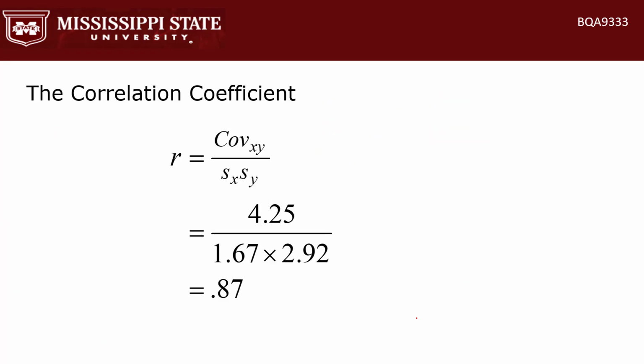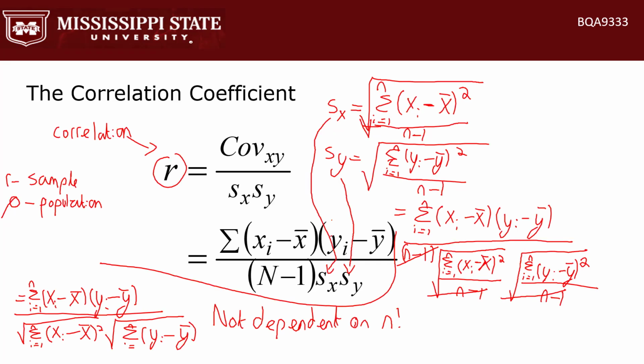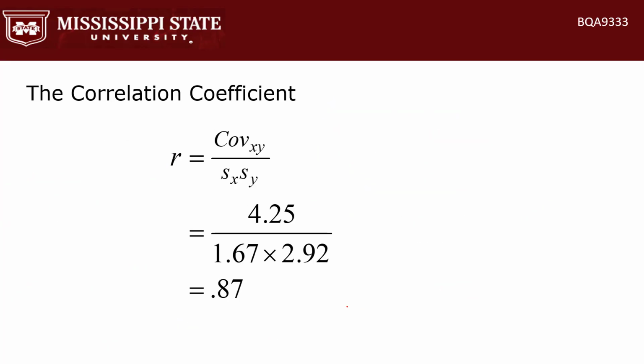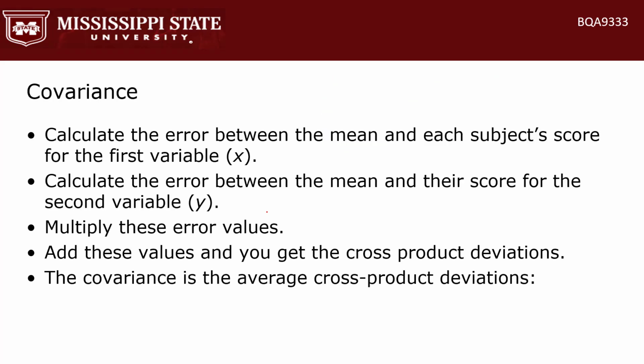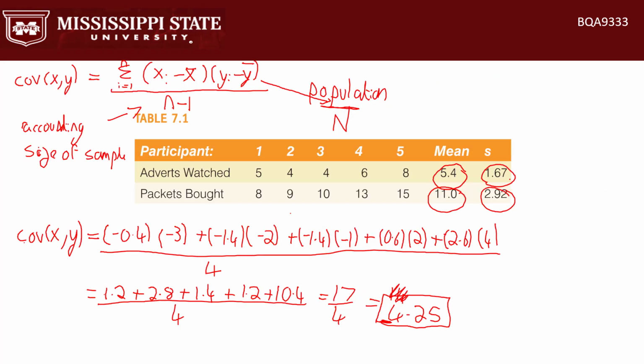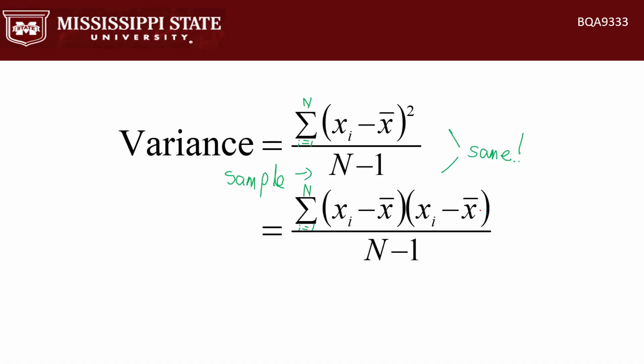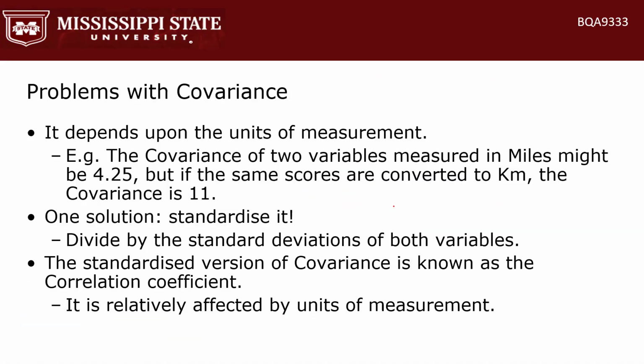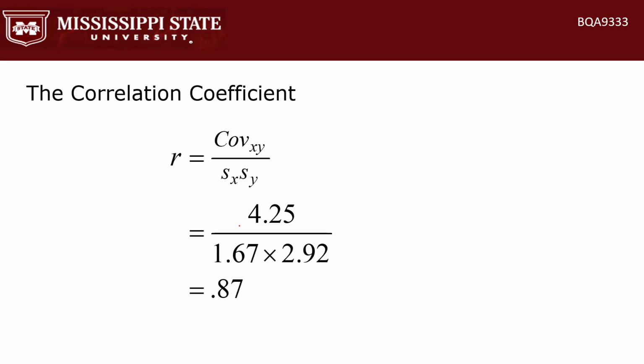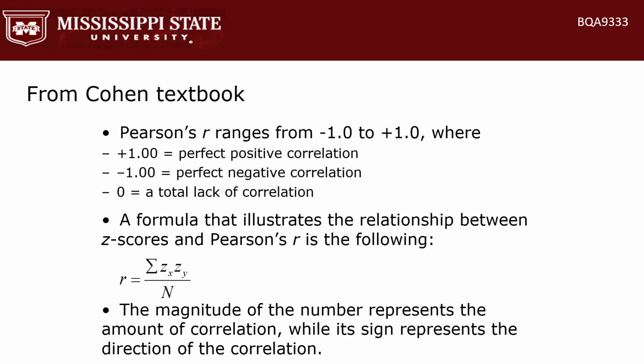So a little bit more about correlation. This is the covariance divided by the standard deviation of x and y. Going back to our example, we calculated the covariance as 4.25. And the two standard deviations were 1.67 and 2.92. They were calculated before. So this is probably quite easy. To get the correlation, you get 4.25 divided by 1.67 times 2.92 equals 0.87.